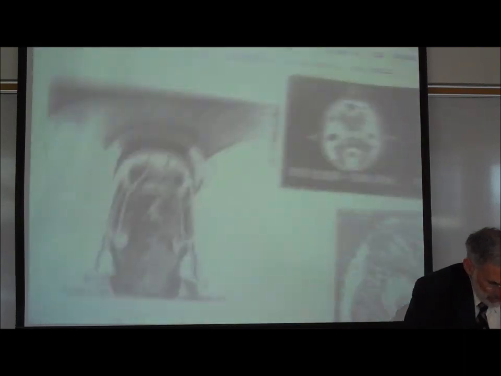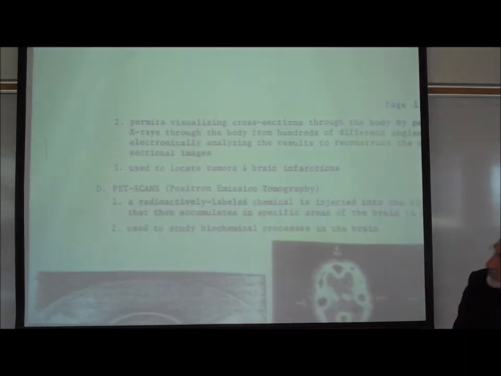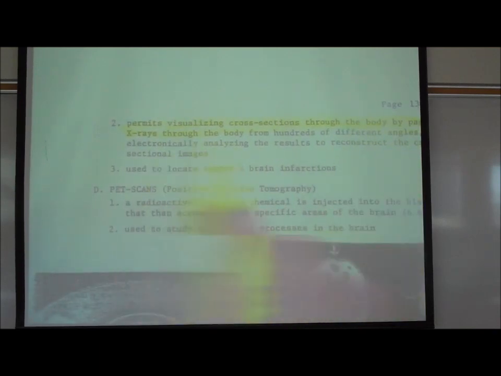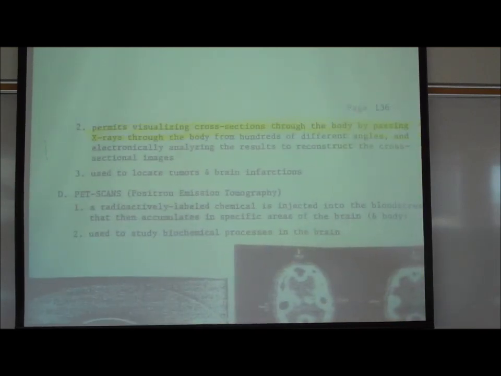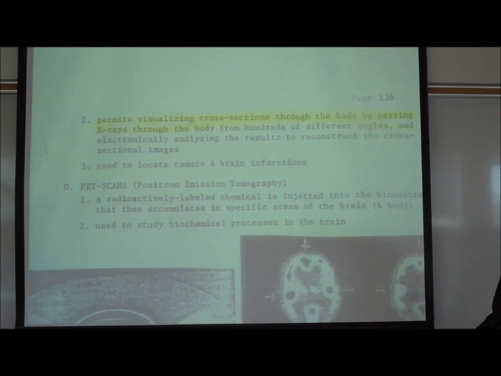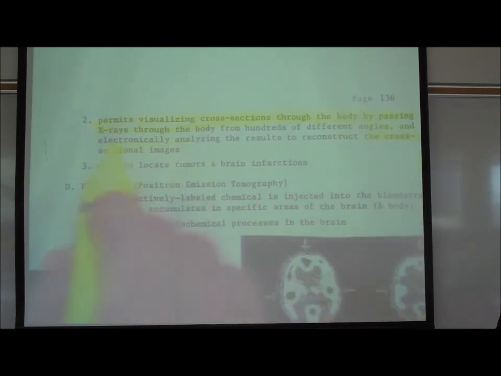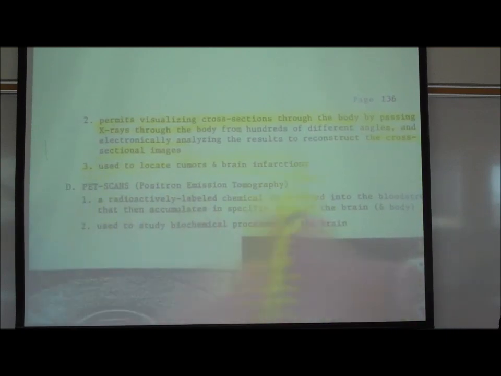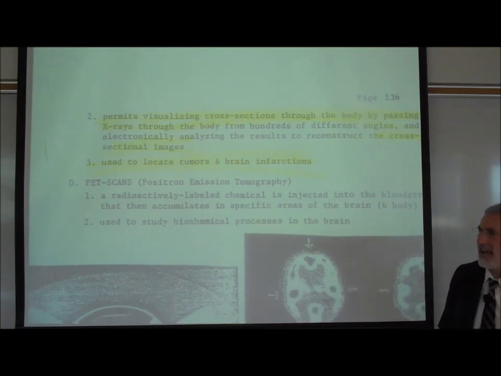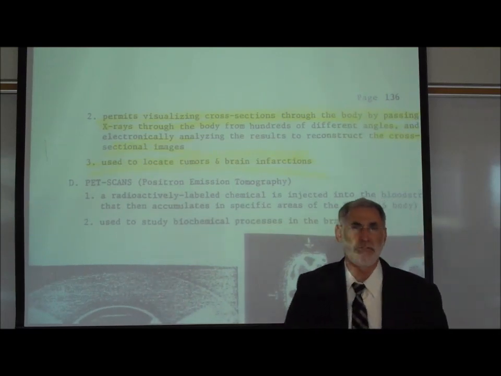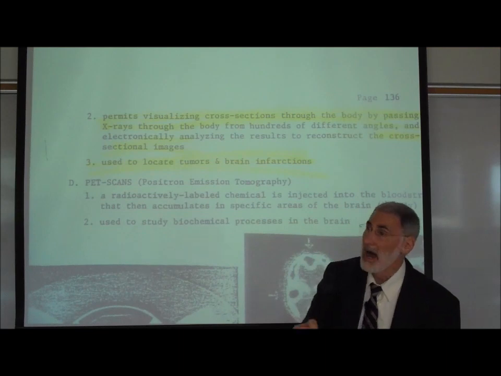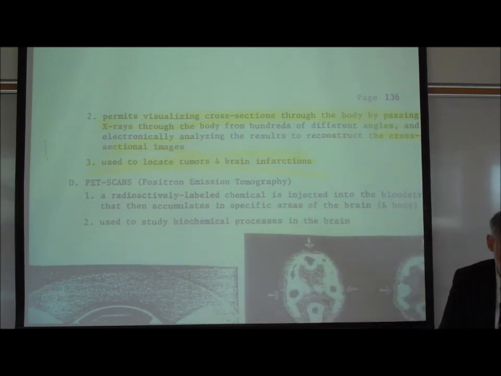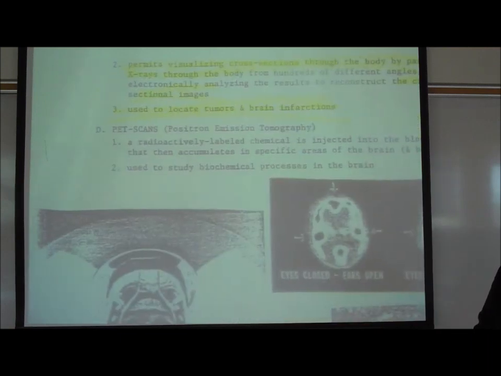On the next page, 136, so that's what we wrote here. It permits visualizing cross-sections through the body, including the brain, as cross-sectional images are reconstructed. This is used to locate tumors and brain infarctions. An infarct is, of course, dead tissue. So dead tissue in the body, including in the brain. What is a PET scan?